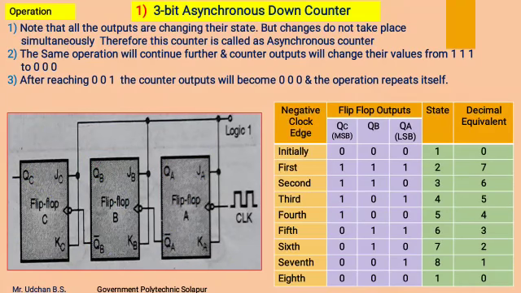The same operation goes on repeating, and the counter outputs will change their values from 111 down to 000. After reaching 001, the counter output will become 000, and the operation repeats itself for the next negative edges of the clock pulse.